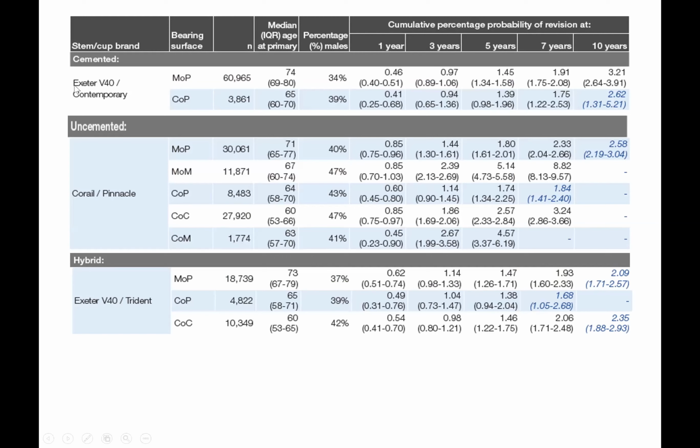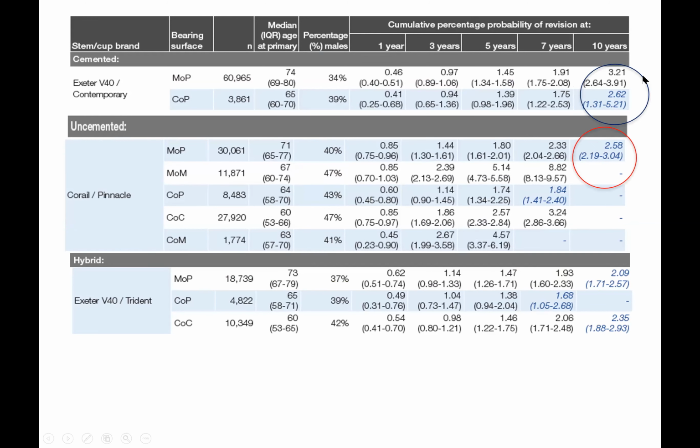Now we talked about the Exeter V40 and the contemporary, that is the cemented implant. You can see the failure rate is less than 3%, it's 2.62. Or you go for an uncemented Corail and Pinnacle, failure rate in 10 years is like 2.58, and you go for a hybrid, that's an uncemented cup and a cemented stem, the failure rate is 2.9%. So now you can mention the NJR, you can mention the ODEP, and you can do cemented or uncemented.